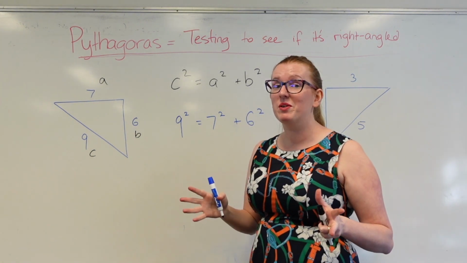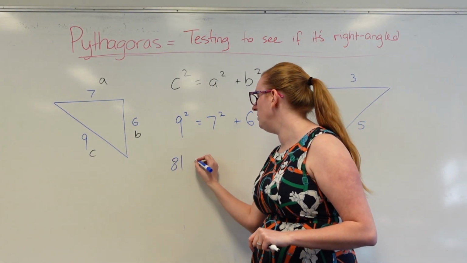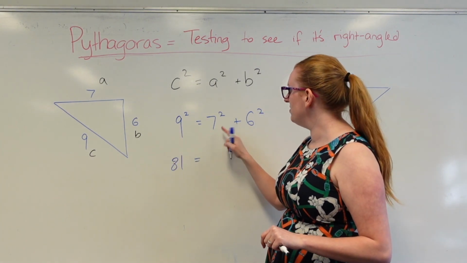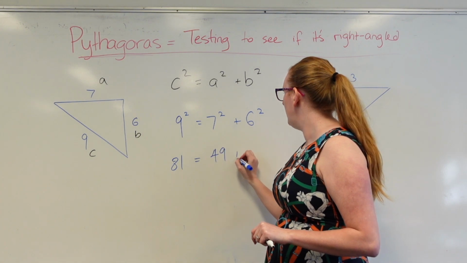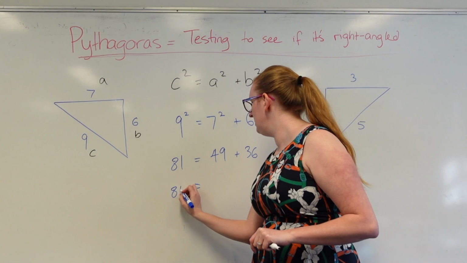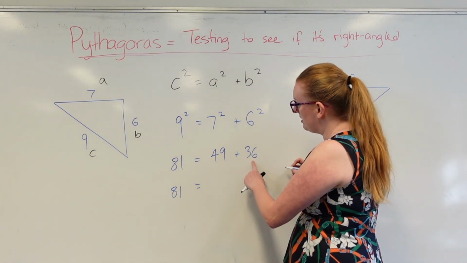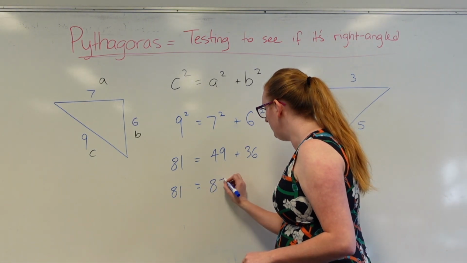Okay, now I'm going to square those numbers. So 9 nines are 81, so it's 81 on the left-hand side there, and then 7 squared is 49, and 6 squared is 36. Okay, so 81. Now I'm going to add these two numbers together. So 49 plus 36 gives me 85.